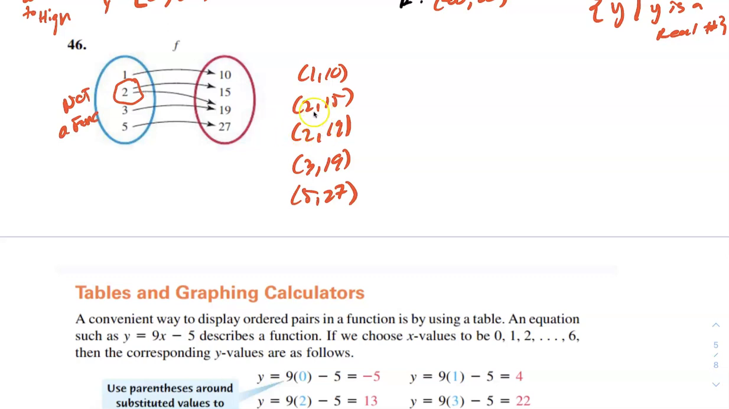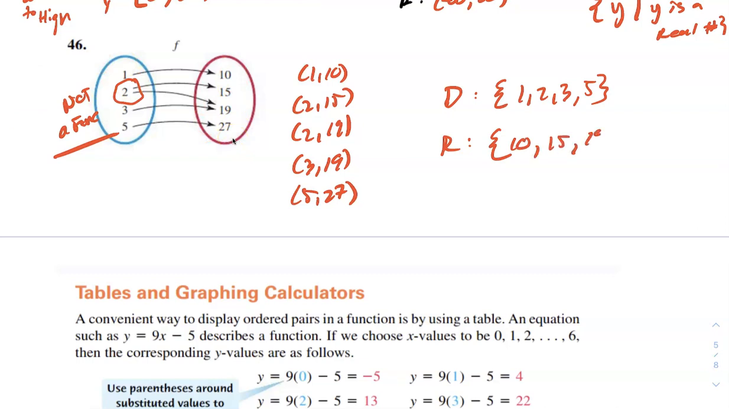We're going to have two of the same x's, which is a no-go for a function. So it's already not a function. My domain would be the x values, which are essentially these values here. So my domain would be 1, 2, 3, 5. And my range will be the y values, which are these values here. Again, you only write each one once. Even if it gets used twice, you only write it once. You just want to know what the values are in the range, not how many times they get used in the range. So there we go.